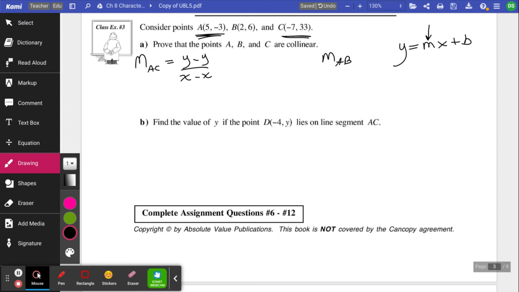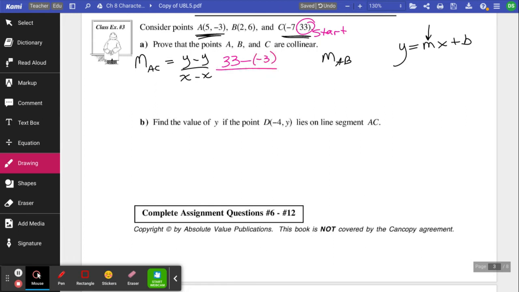Okay, how do we start? Where do you want to start from? You can pick either way you want to go. One way is probably easier than the other, but you can choose whatever you want. Do you want to go 33 minus 3 or minus 3 minus 33? 33. We're going to start here. This is going to be our starting spot. So we're going to go 33 minus, then go get the other one, negative 3, over negative 7. Take your starting spot, negative 7, and subtract the 5.